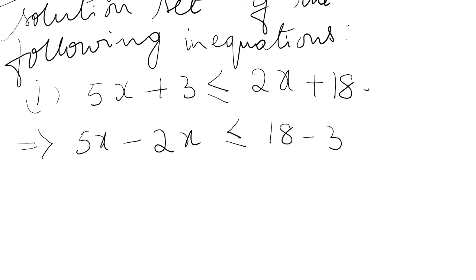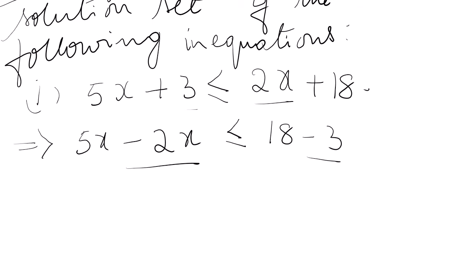Here neither we are multiplying nor dividing by a negative number. We are only transferring a positive number from this side to that side. So plus 3 when you are transferring from left hand side to right hand side becomes minus 3. Plus 2x when you are transferring from right hand side to left hand side becomes minus 2x. That's all. That is the rule we are applying. We are not multiplying or dividing by any negative number here.